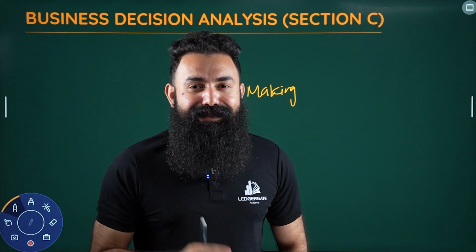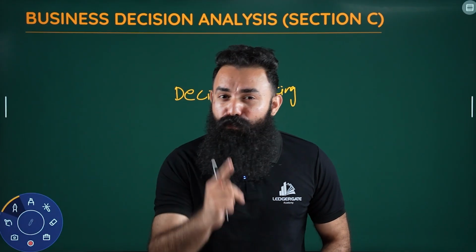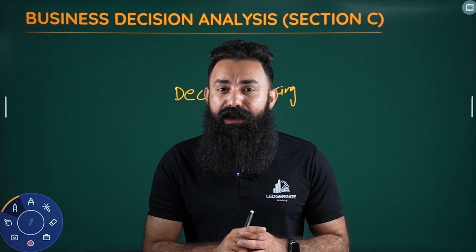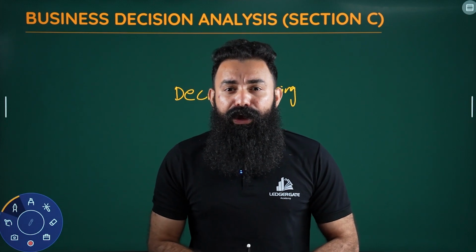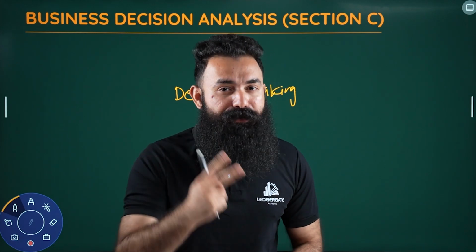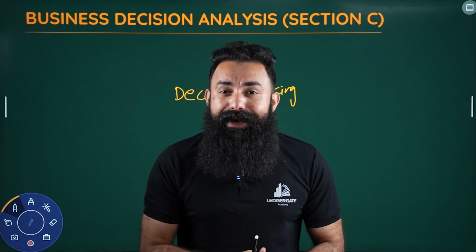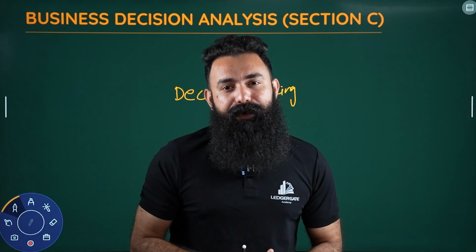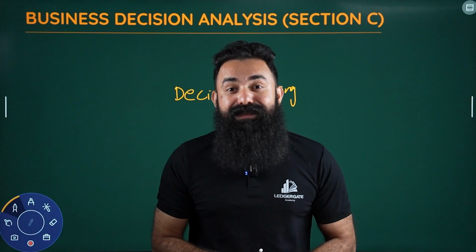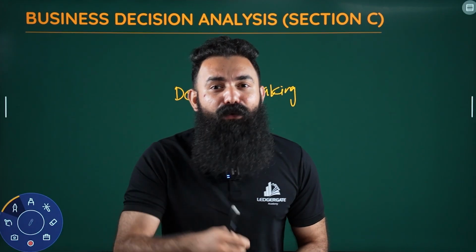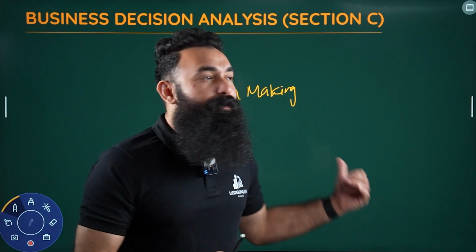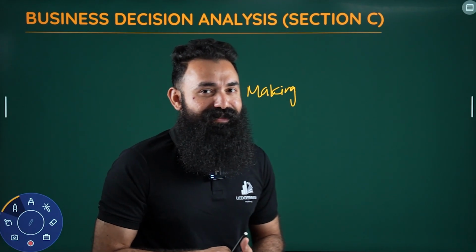Decision making is the process of selecting one option out of various available options. If we have at least two options in front of us, we have to select the one that is best for the company. This is called the decision making process. Now it's time to come to business decision analysis.